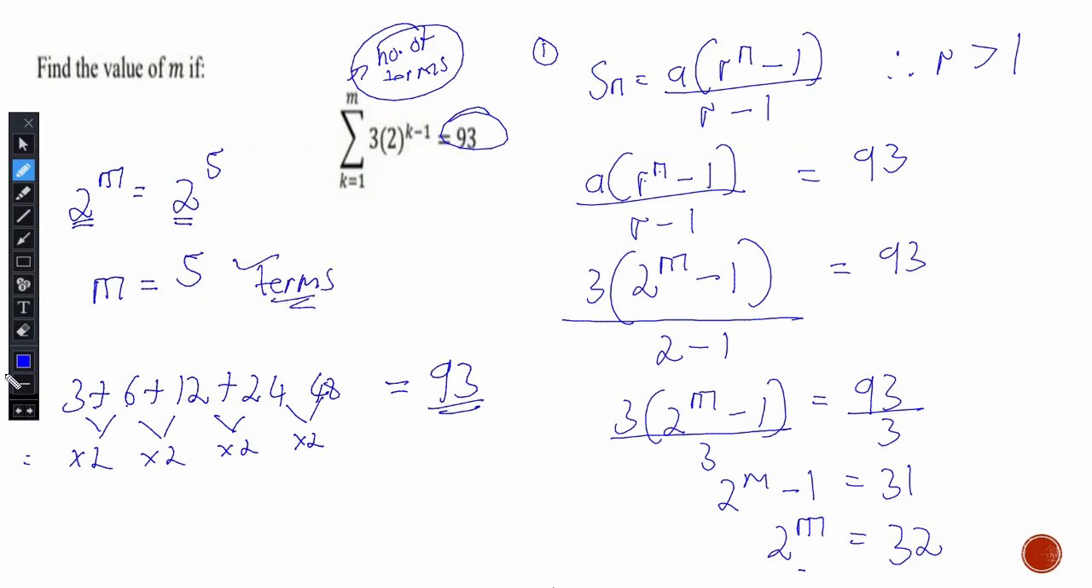Okay, so that's it for your sigma notation.